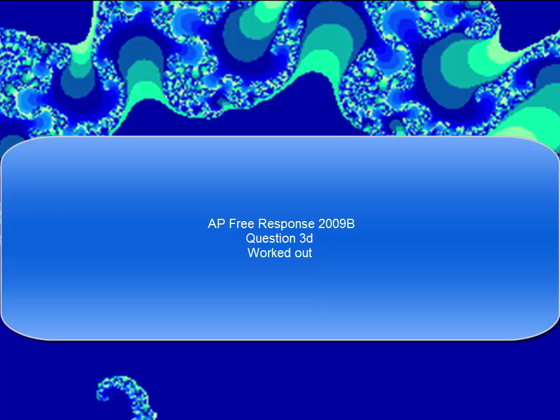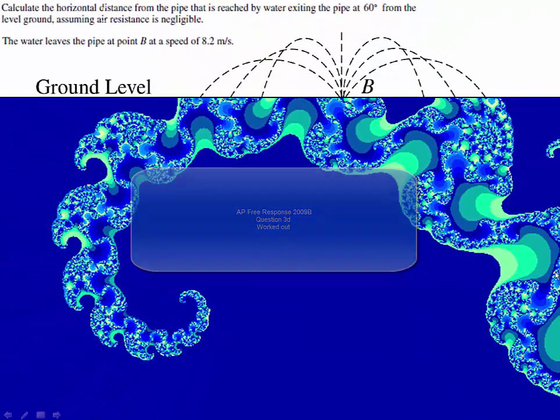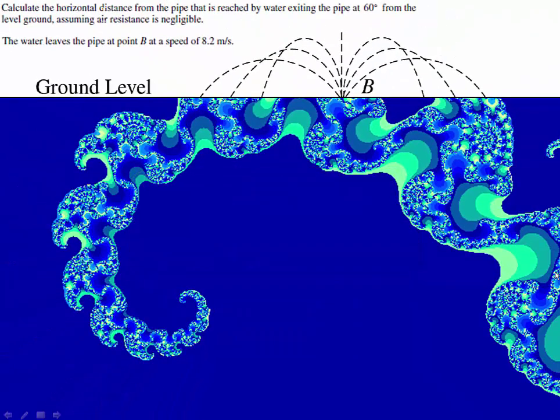This is a worked problem from the AP Free Response Problem 3, Part D. Problem read: calculate the horizontal distance from the pipe that is reached by water exiting the pipe at 60 degrees from the level ground, assuming air resistance is negligible. Information given includes the water leaves the pipe at point B at a speed of 8.2 meters per second.